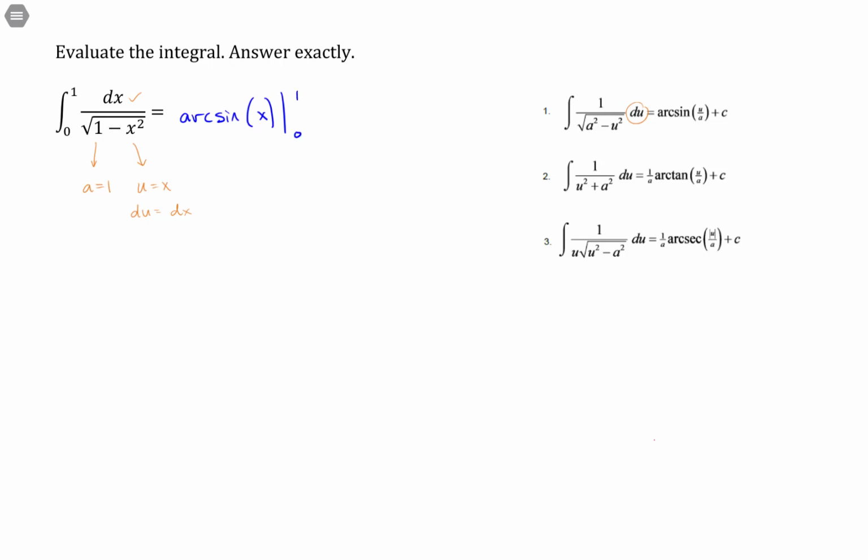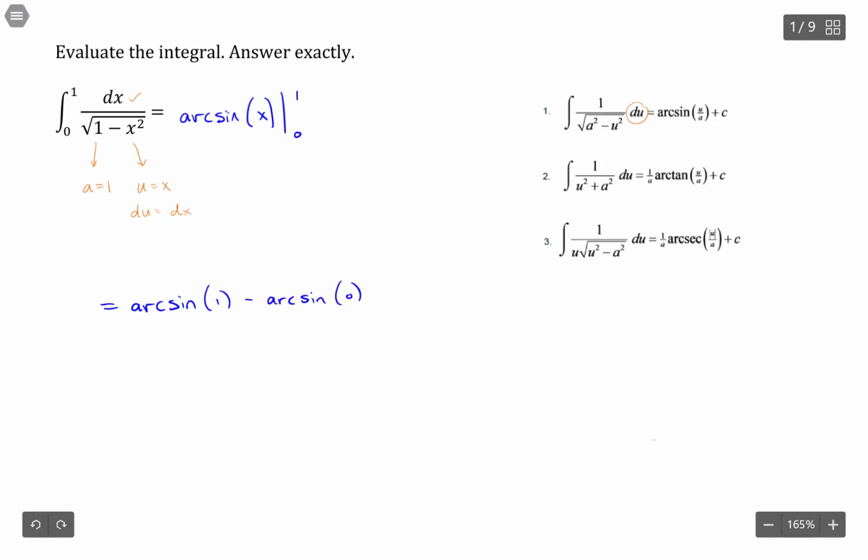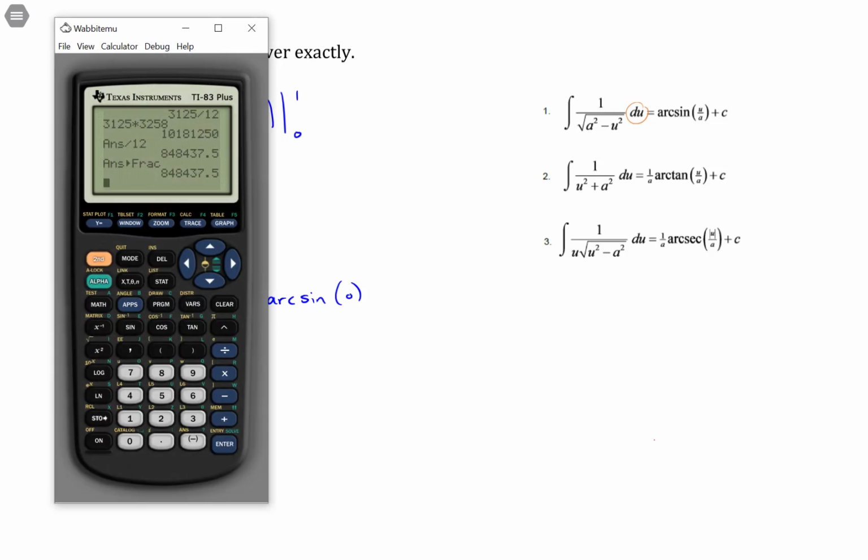So, like I said, once you recognize that form, it doesn't really involve a lot of actual work here. To finish this off, what I need to do then is the fundamental theorem of calculus and just say this is the arcsine of 1 minus the arcsine of 0. And perhaps you're not too versed on exactly how to do arcsines, but that's okay. Your calculator can certainly help.